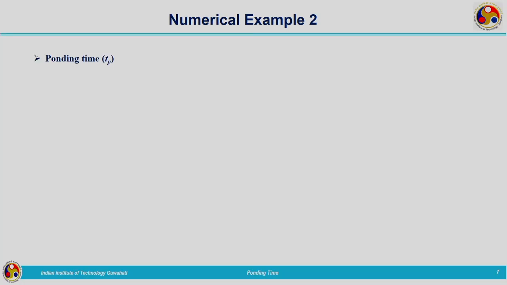So, first we need to calculate the ponding time. After that, we need to calculate the cumulative infiltration by making use of the rainfall intensity given to us. We have the expression for ponding time TP, that is given by K psi delta theta divided by I into I minus K. K is given to us, psi is given to us, delta theta can be calculated, that is the soil moisture deficit can be calculated, and intensity of rainfall is also given to us.